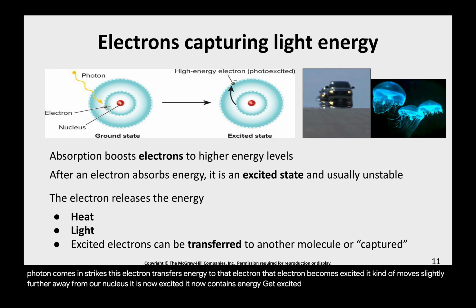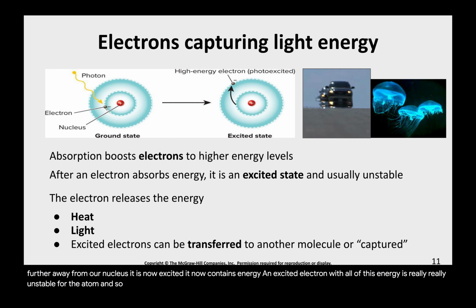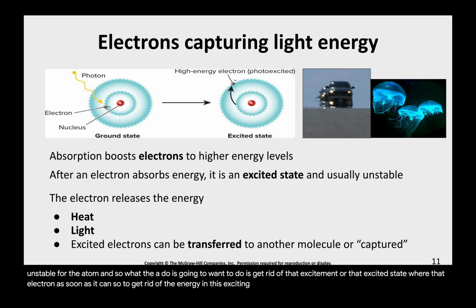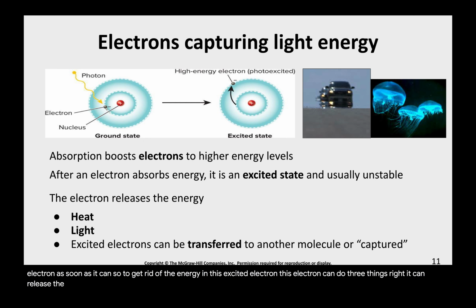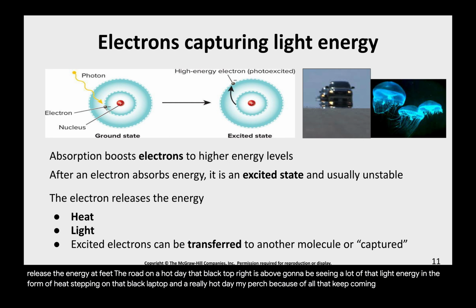Now having an excited electron with all of this energy is really, really unstable for the atom. So the atom is going to want to get rid of that excited state, or that electron, as soon as it can. To get rid of the energy in this excited electron, it can do three things. It can release the energy as heat. If you're ever driving on the road on a hot day, that black top is releasing a lot of that light energy in the form of heat. Stepping on that black top on a really hot day might hurt because of all that heat coming off.